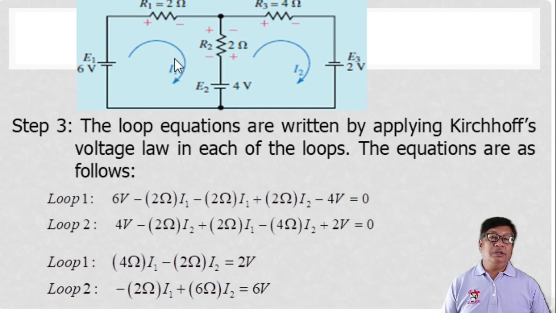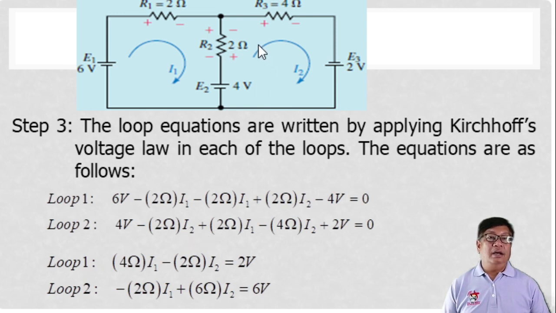Now, let's proceed to loop number 2. Loop I sub 2 here. Let's begin with the voltage source E sub 2, the 4 volts. This is from negative to positive. The current, clockwise, will enter the negative and out the positive. So that is why we have this 4 volts. Then we have our polarity here at this second loop, positive to negative. That is why we have minus 2 ohms times I sub 2.